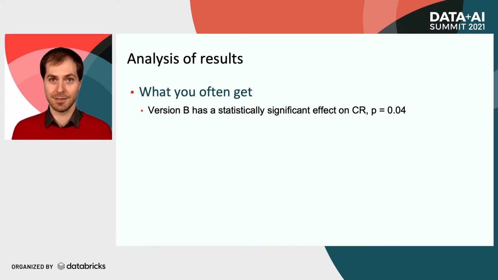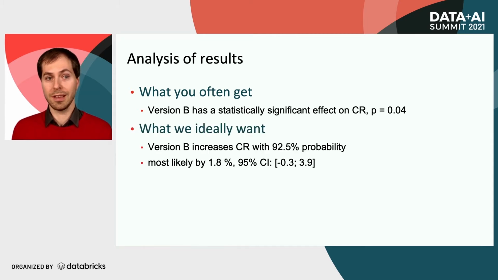Surveys show that actually not even statisticians can always interpret this correctly, what this mysterious p-value means. What is statistical significance? And business users, they don't get it. They think that it's something important, but they don't know what exactly. So what you ideally want is something along these lines. The version B increased the conversion rate with some probability, and most likely by that much with some confidence interval.